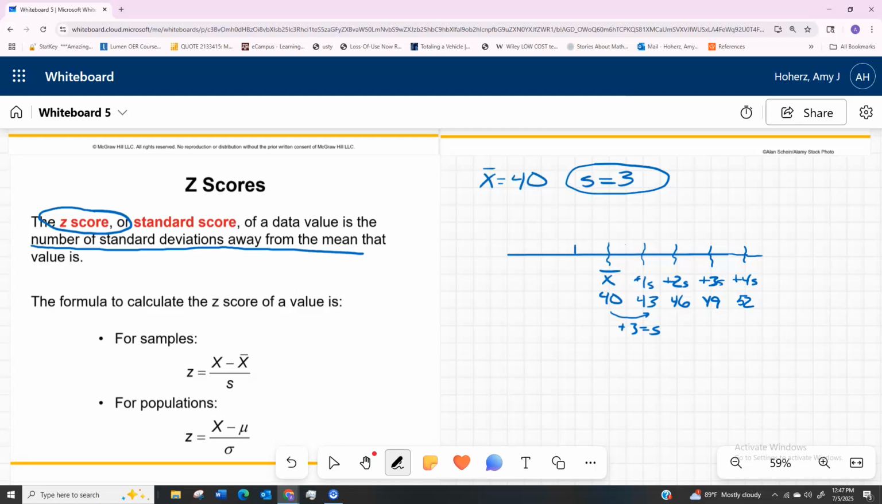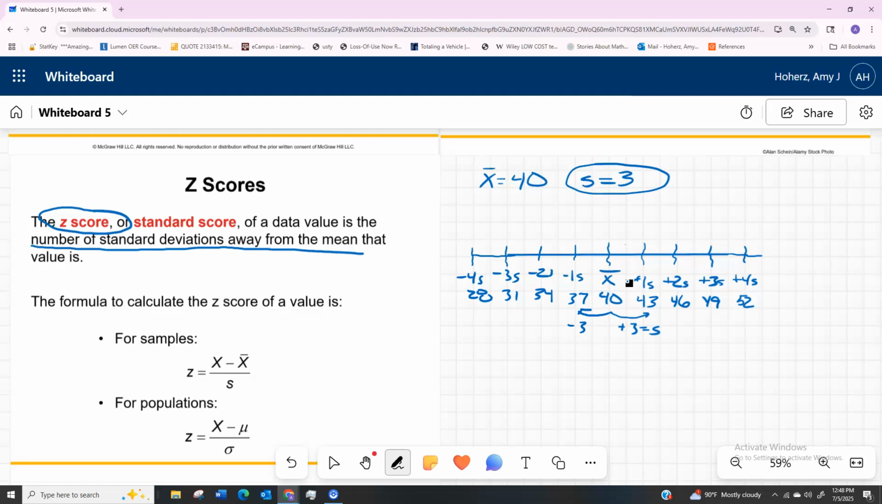Now if we go the other direction, if we go back 1, that is 37. If we go back 2 standard deviations, we're at 34. Back 3 standard deviations, we're at 31. And back 4 standard deviations, we're at 28. Again, every time we make a move this way, we're doing minus 3, because 3 is a standard deviation.